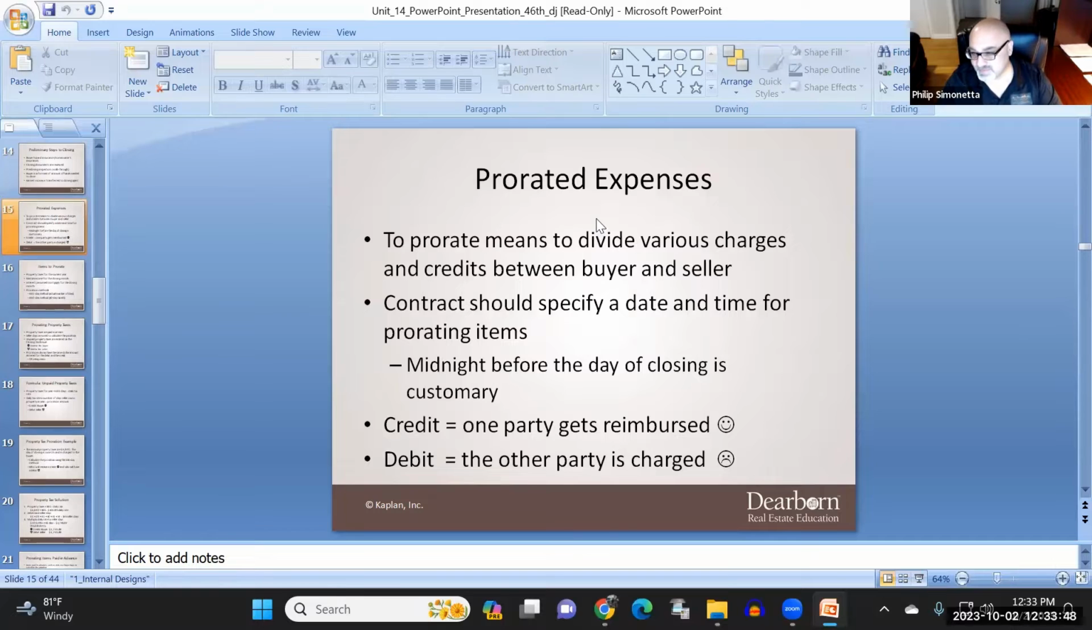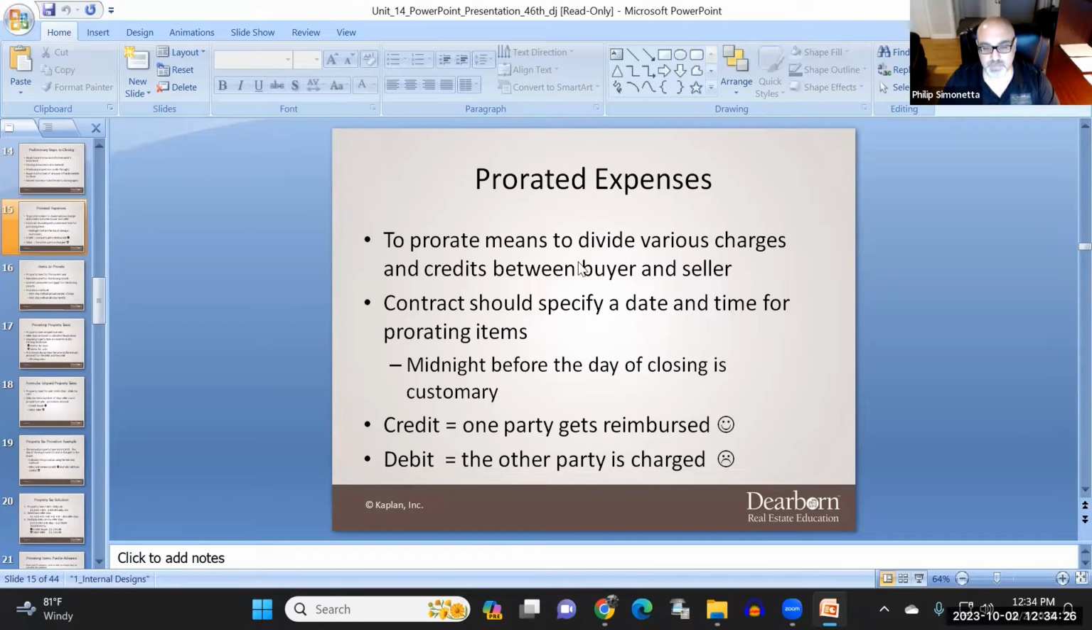There's prorated expenses. To prorate means to divide various charges and credits between the buyers and the sellers. Contracts should specify a date and time for the prorating items. So if the closing is on October 6th, that's the date and time of the closing, October 6th, 5 p.m., 3 p.m. And then midnight before the day of closing is customary. So there'll be a credit, which one party gets reimbursed, and a debit, where the other party's charged to equal it out. These are like things that are split up on a monthly basis.